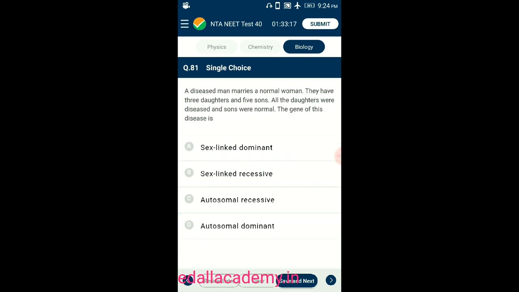Question number 81. A diseased man marries a normal woman. They have 3 daughters and 5 sons. All the daughters were diseased and sons were normal. The gene of this disease is a sex-linked disorder. It follows a crisscross inheritance pattern, in which an affected father passes it on to the daughters. The daughters receive one of the X chromosomes from the father. So the answer for this question is option A, sex-linked dominant.